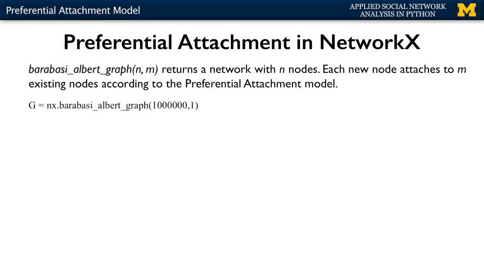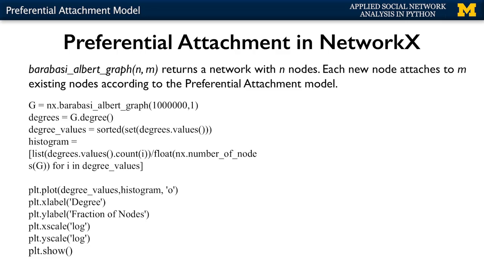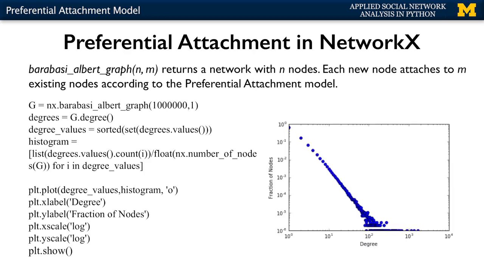So you can use this function in NetworkX to create networks that follow this preferential attachment model. And so let's create one here with a million nodes and an m of 1. So every node attaches to a single existing node. And now let's plot the degree distribution in the same way that we did before, except that now I'm not using a bar plot, I'm using a scatter plot. And now I'm setting the y scale and x scale to be log, so we can see that straight line that gets formed on the log-log scale for the degree distribution. And so here it is, we see that it forms this straight line that characterizes the power law degree distribution.